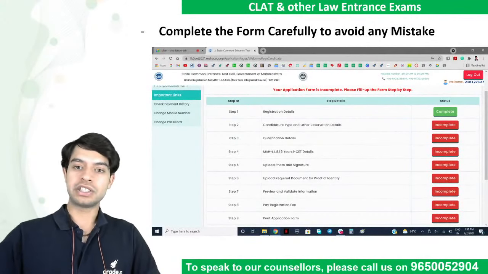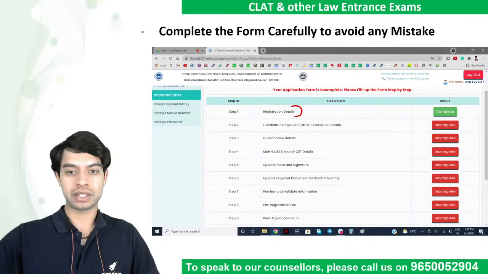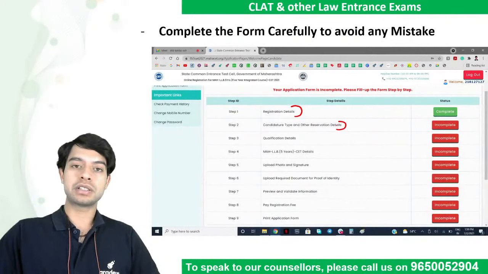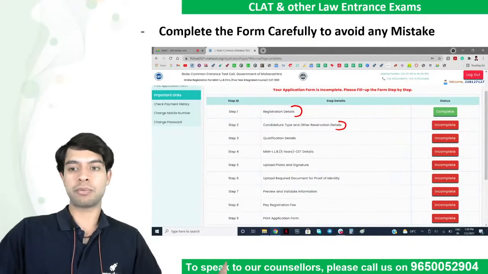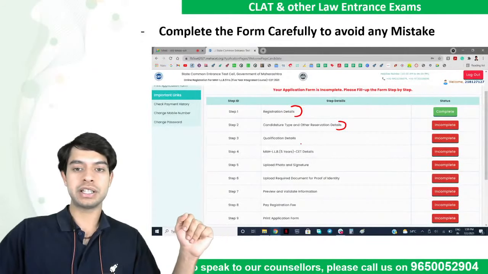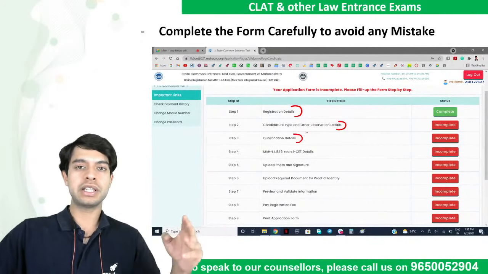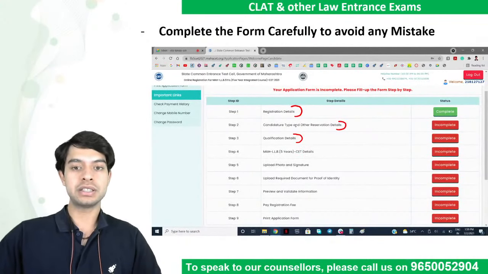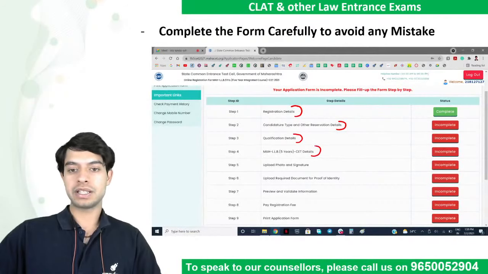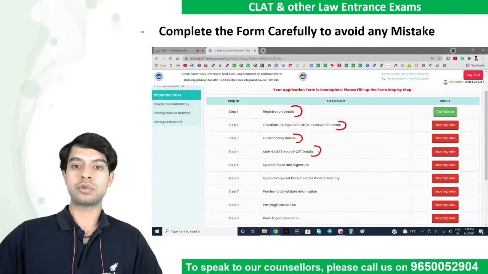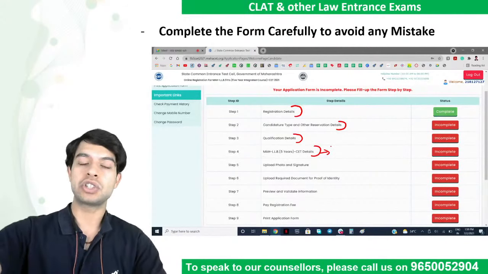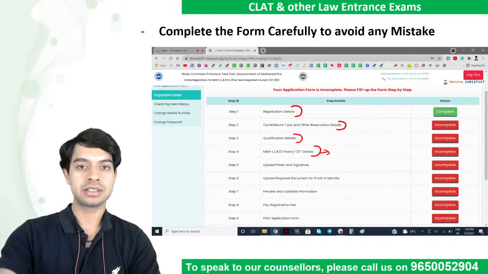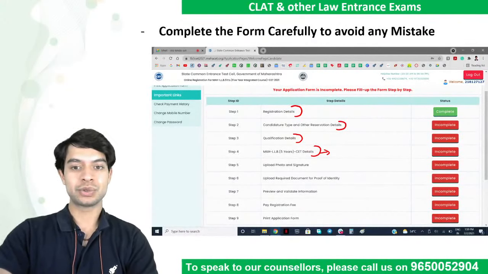This page would appear. Registration details आप already fill कर चुके हैं. Candidature type and other reservation details. If you are a person who is in the reserved categories for MH-CET तो आपको उसके accordingly fill out करनी है details. Then आपको अपनी qualification fill out करनी है. Class 10th mark sheet is a must. Class 12th must नहीं है if you will choose appearing. Then MH-CET 5 years LLB. You have to just choose which particular examination you are appearing for, because as it is a common entrance test, it is for various courses. So you have to choose your course.